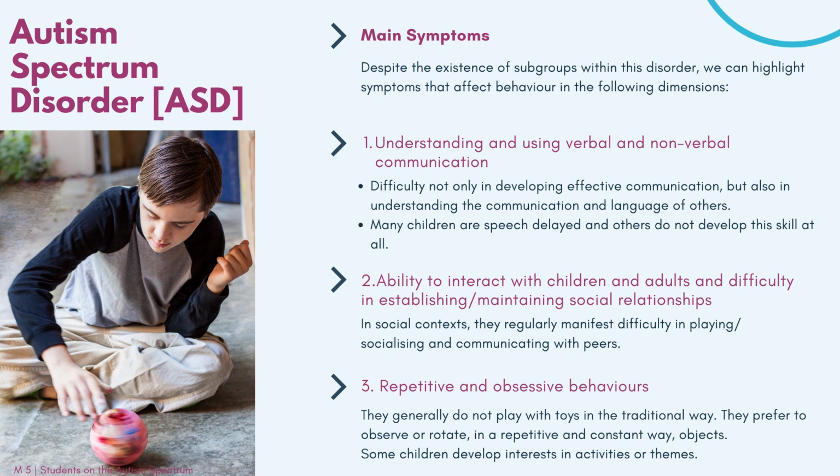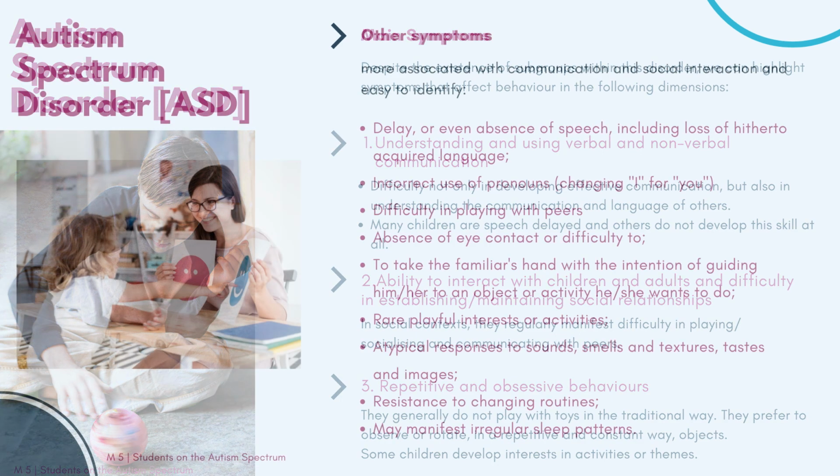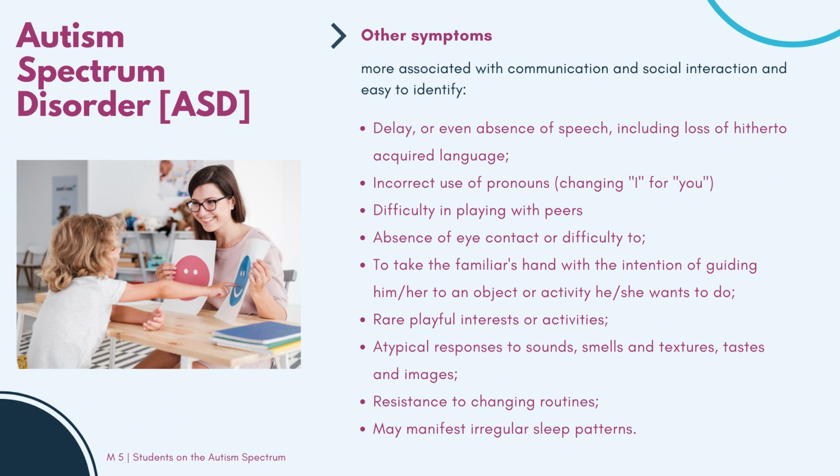Repetitive and obsessive behaviors. It is normal for children with this condition to display repetitive behavior. For example, these children do not play with toys in the traditional way. They prefer to watch or spin objects repetitively and constantly, or, for example, spin a wheel of a trolley with excessive concentration and for long periods of time. On the other hand, there are children who develop interests in activities or themes. Despite the mentioned, there is a tendency for these children to play in isolation from their peers.